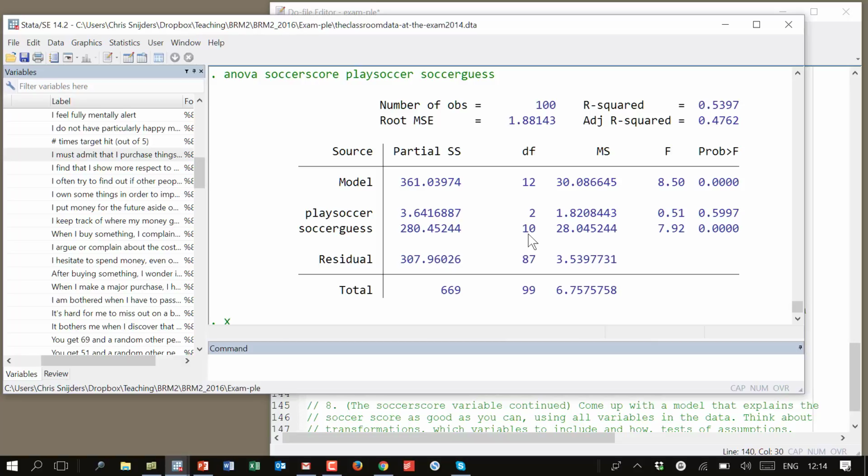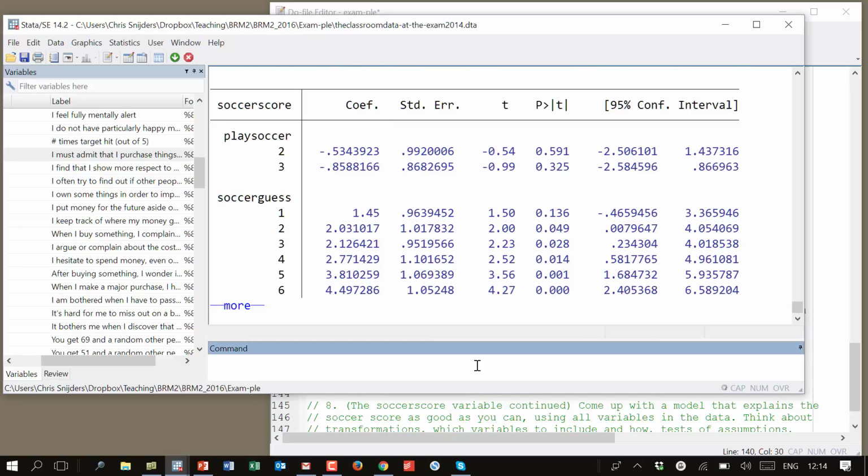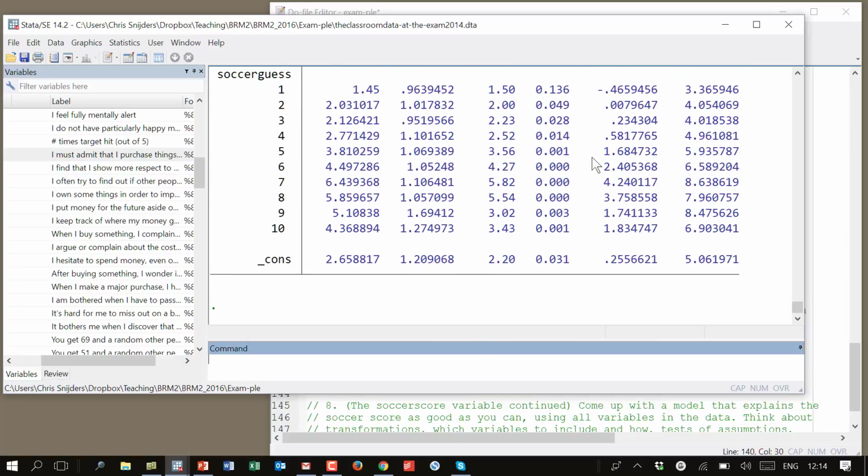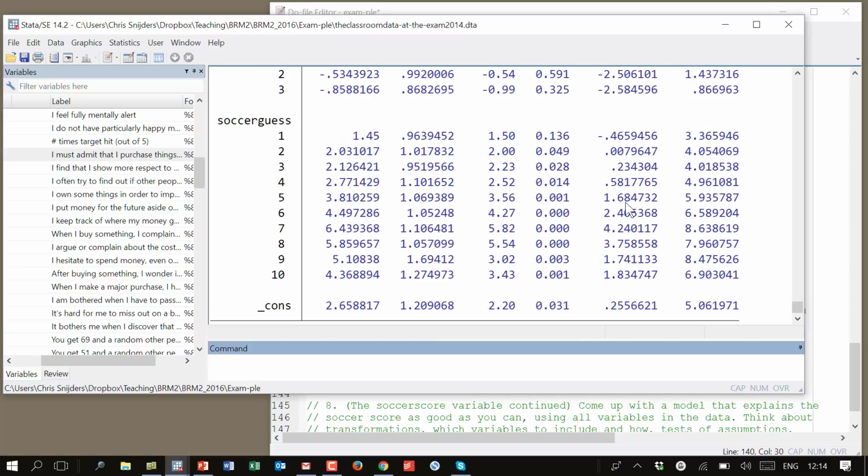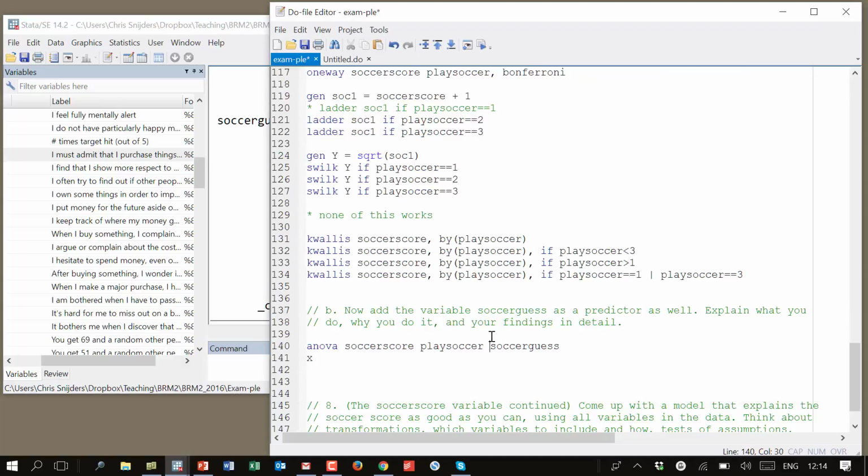If I would type regress here, you would see that. Now we have separate dummies here for each and every value of the soccer guess variable. And that would hopefully show you that what you did here was actually wrong. And you should do it like that.